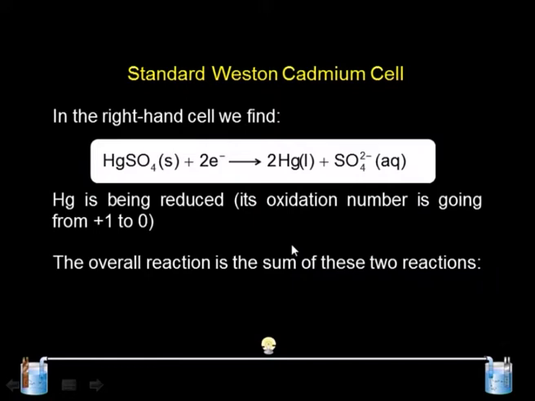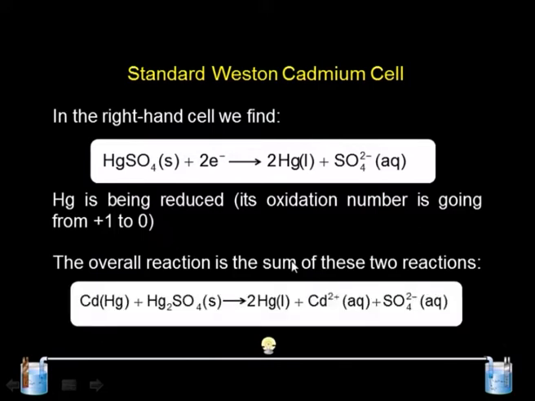Mercury is being reduced because its oxidation number is going from +1 to 0, and the overall reaction is the sum of these two reactions and can be written as cadmium mercury amalgam reacting with Hg2SO4 solid and giving us 2 mercury liquid, cadmium ions aqueous and sulfate ions aqueous.